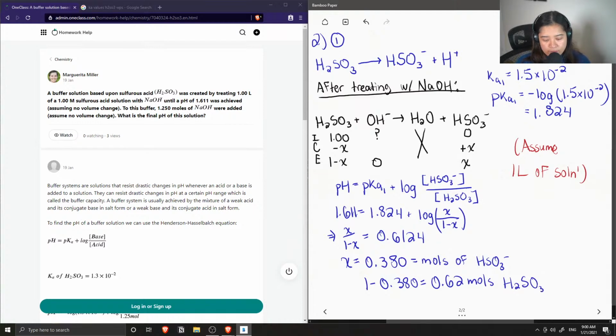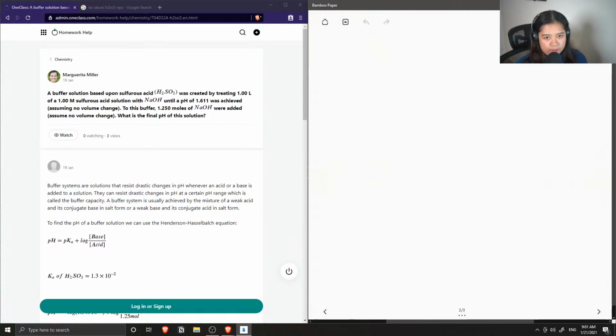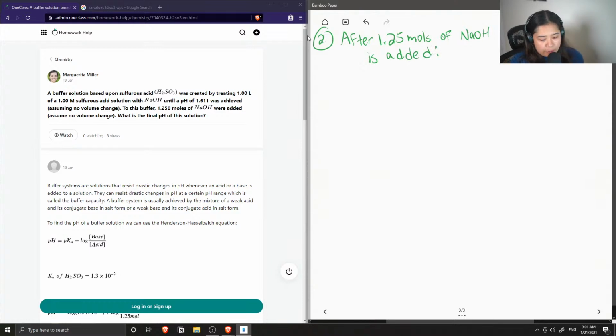Okay, so this is only the first part of the question. And I'm just going to start a new page. And now we can move on to reaction 2. So now we can say after 1.25 moles of NaOH is added. So now this is the second step of our reaction where they add more NaOH.